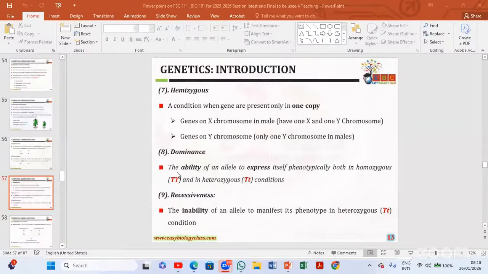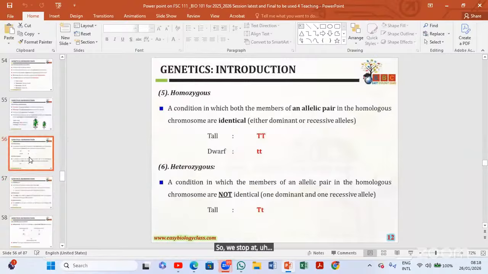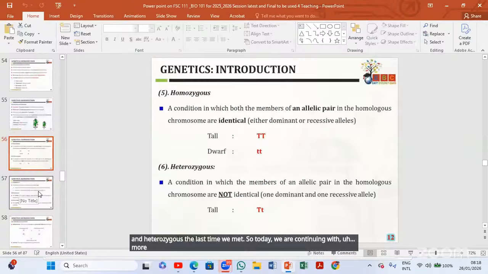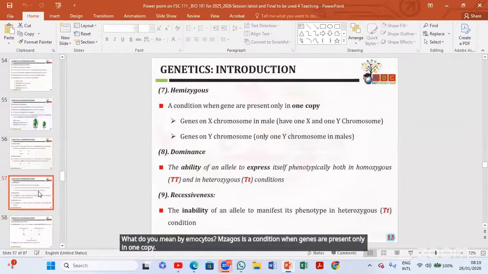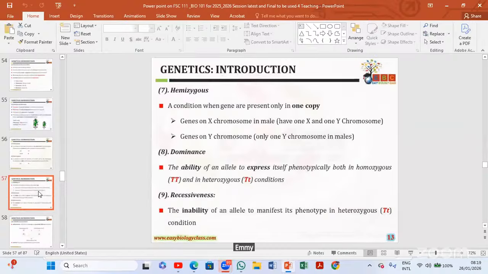So we stopped at homozygous and heterozygous the last time we met. So today we are continuing with more of the key terms in genetics. We are starting today's with hemizygous. What do you mean by hemizygous? Hemizygous is a condition when genes are present only in one copy. Hemi means the gene is present only in one copy.